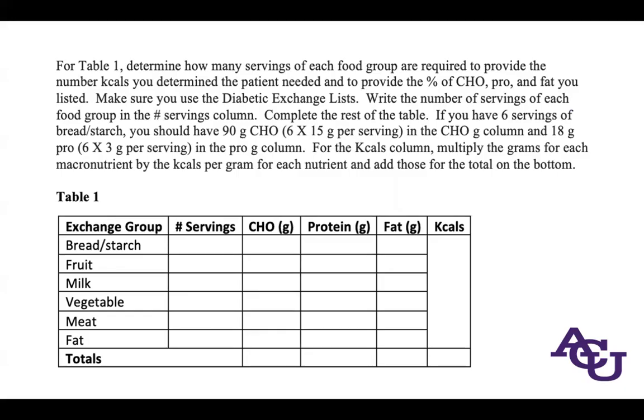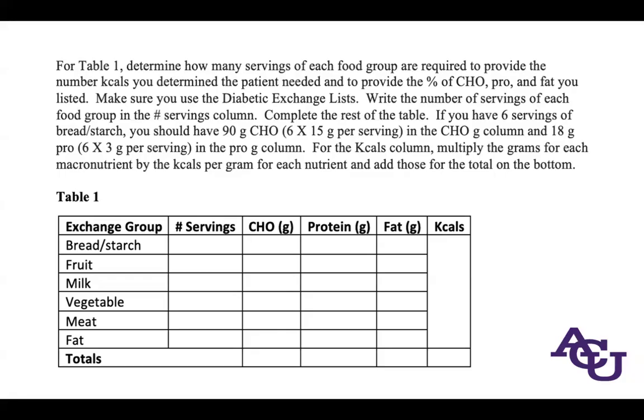So for table 1, you need to determine how many servings of each food group are required to provide the number of kilocalories the patient needs, and to provide the percent of carbohydrates, proteins, and fat that you listed. Make sure you use the diabetic exchange lists, which we talked about earlier in my table note. Write the number of servings of each food group in the servings column. So if a person trying to achieve your goals needs 12 servings of bread and starch, you would put 12 under that column next to bread and starch. Then you would complete the rest of the table.